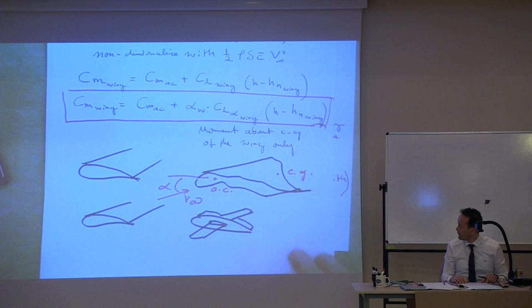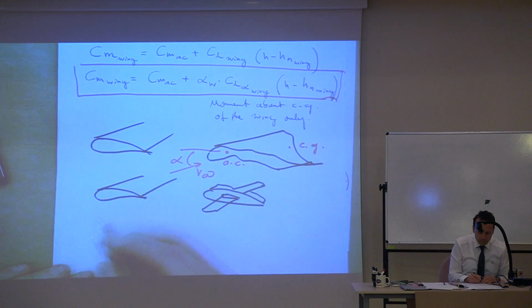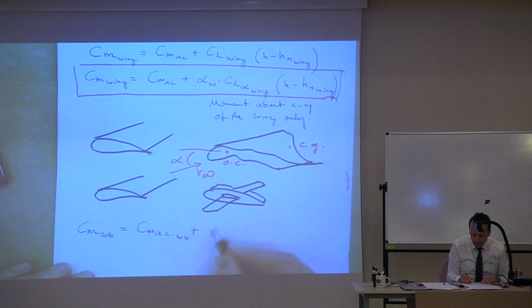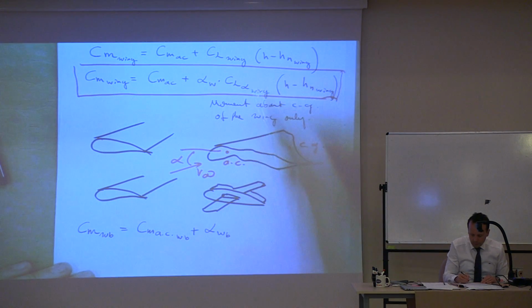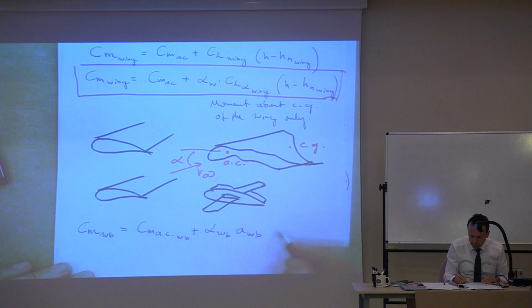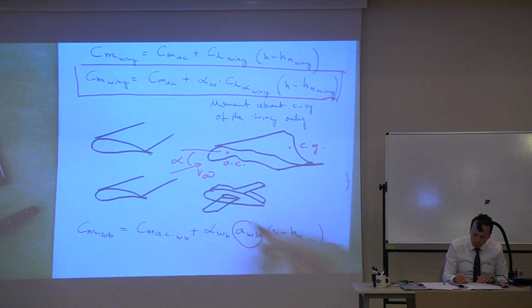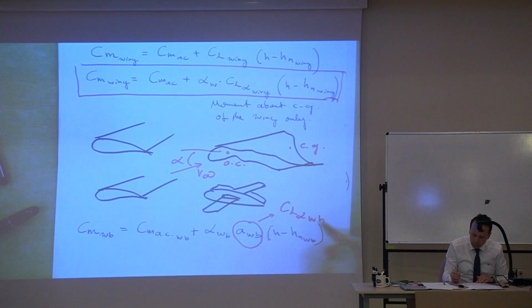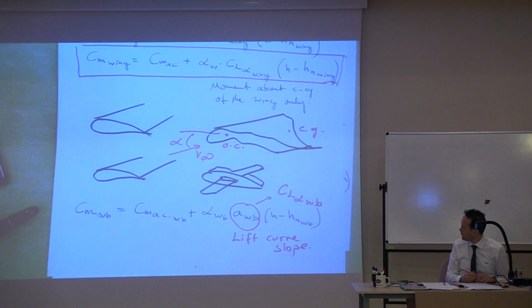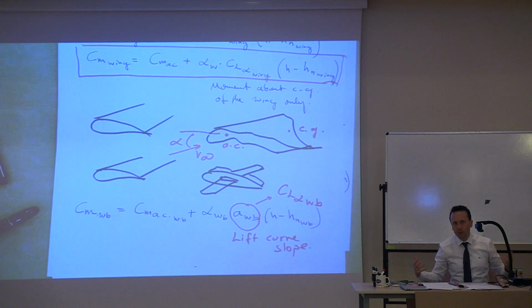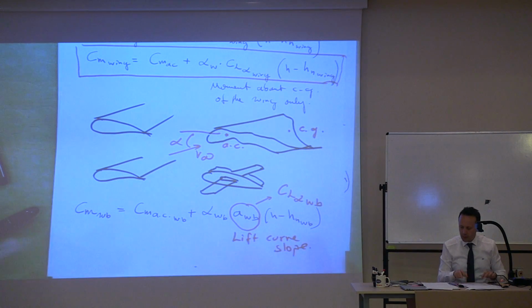So what I'm proposing basically is that for a wing body, we could really write this. Cm of the wing body is equal to Cm at the aerodynamic center of the wing body, plus alpha of the wing body times the lift curve slope, h minus hn of the wing body, where this one here is now the lift curve slope. So a wing is an aerodynamic shape, but if you add a body, the equations will not change. It's just another aerodynamic shape, and therefore I'm going to use the same equation for that.